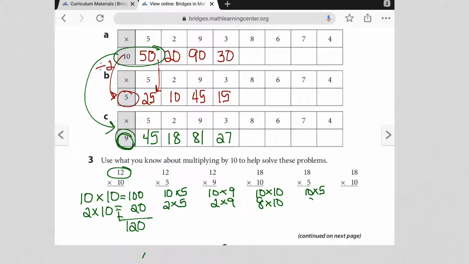10 times 5 and 8 times 5, 10 times 10, and 8 times 10. So once you figure out each of those, you're going to just add up the answers and you'll get your actual total answer for your product.